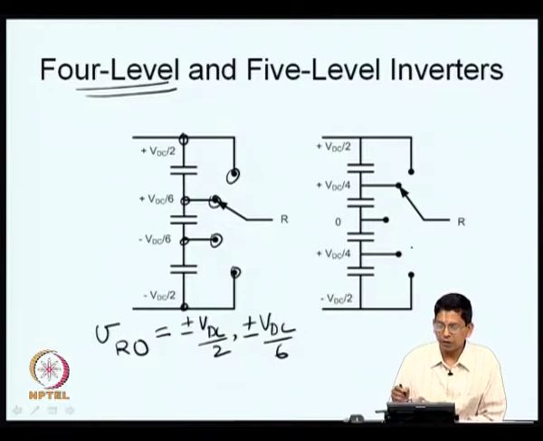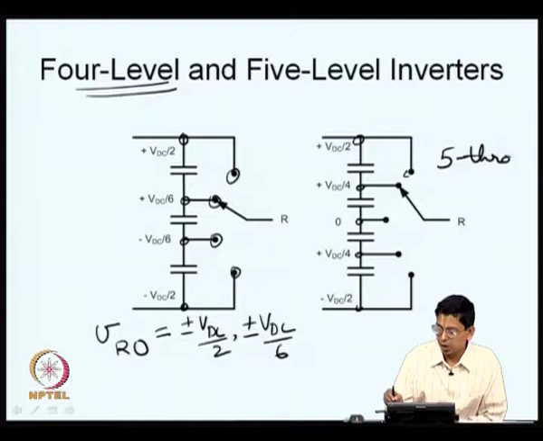Similarly, you can also have a 5 level inverter. In this case, you see that there are 5 different potentials 1, 2, 3, 4 and 5. These are connected to 5 different throws and you have a single pole 5 throw switch here. Earlier you had a 4 throw switch, here you have a 5 throw switch now.